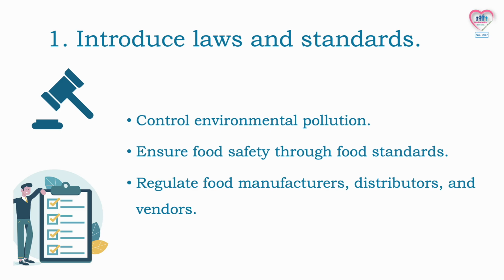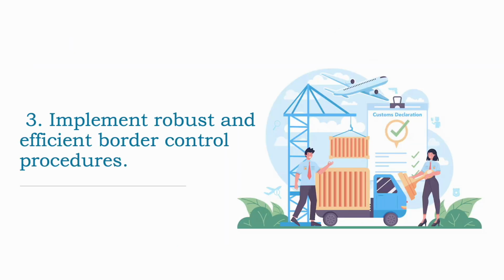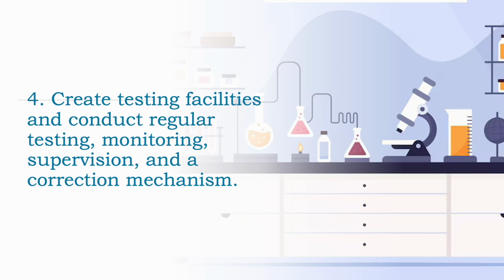ensure food safety. Secondly, put in place education campaigns and training programs for food manufacturers, distributors, food handlers, and vendors on maintaining hygienic practices throughout the food supply chain. Policymakers shall implement robust and efficient border control procedures to prevent substandard food from entering the country. They need to create testing facilities and conduct regular testing, monitoring, supervision, and take corrective actions to ensure food safety.